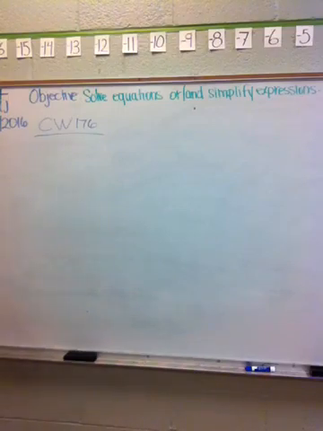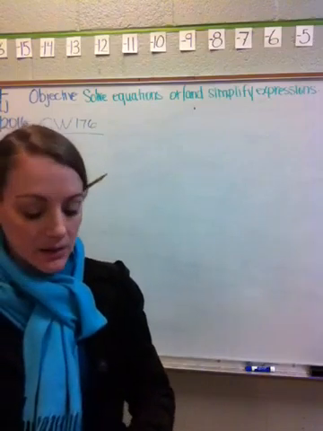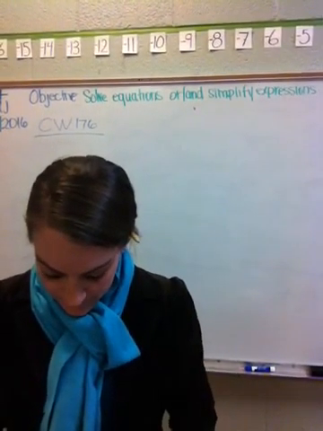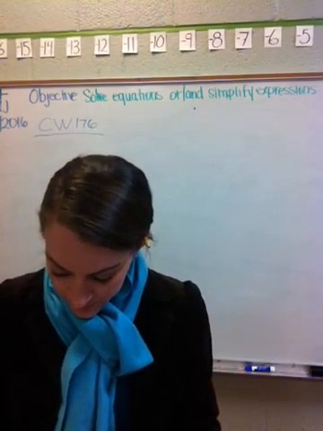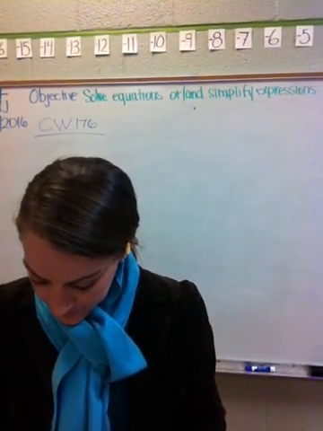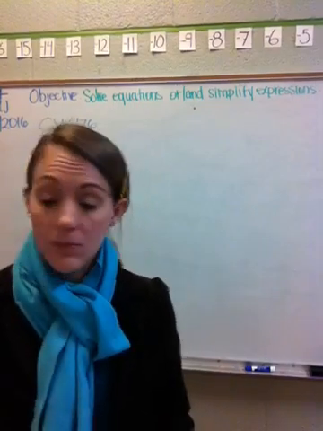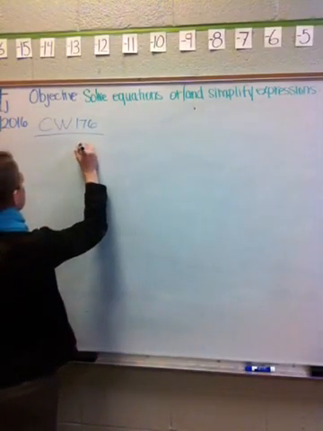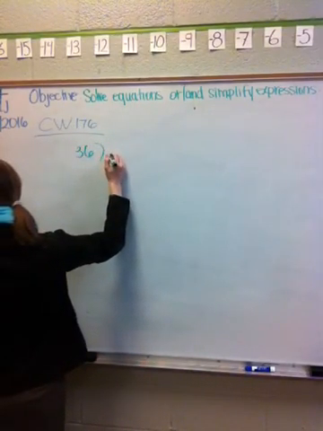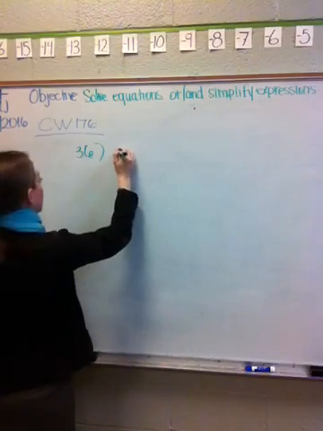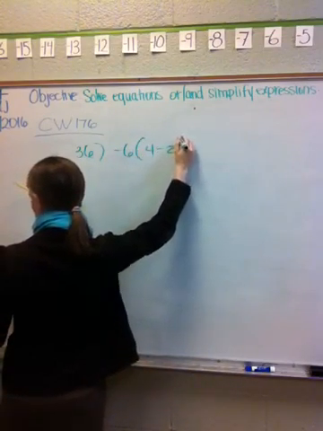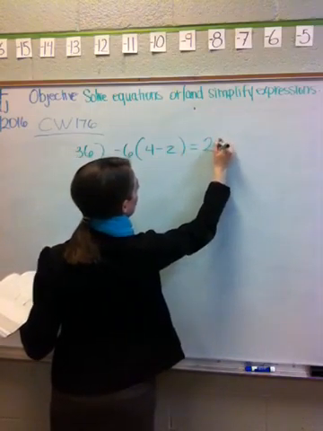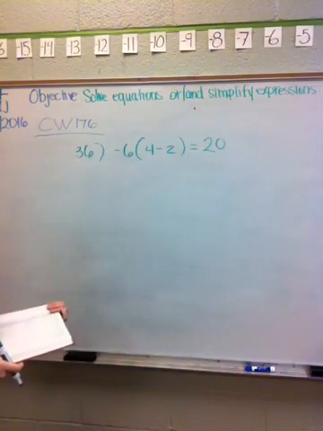So, what questions do we have on the homework from last night? All right, Kara, what do you got? 36 and 39. 36 looks like -6(4 − z) = 20. All right, what do we do here, guys? How do we begin?